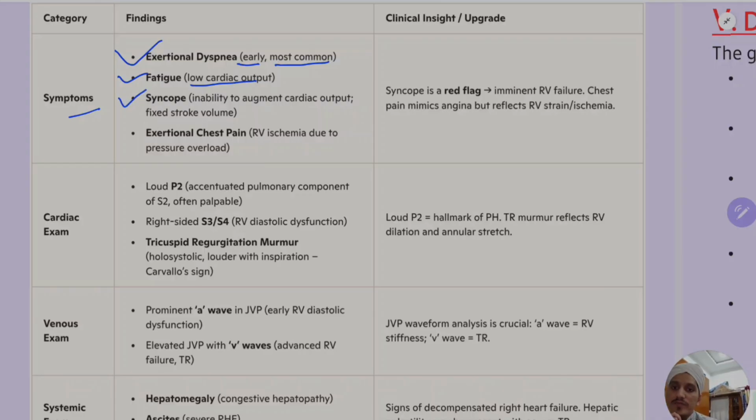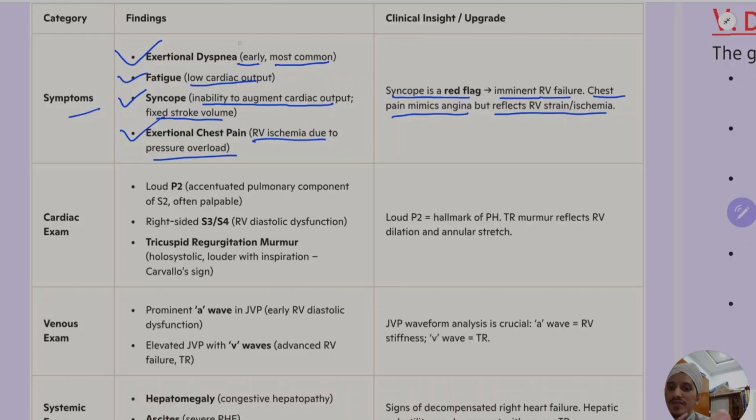Okay, syncope, inability to augment cardiac output because of fixed stroke volume reaching to the brain. There will be syncope in these patients. And remember one point: syncope is a red flag that signifies imminent right ventricular failure. Chest pain mimics angina but reflects right ventricular strain or ischemia. So exertional chest pain you will have because of right ventricular hypertrophy, RV ischemia due to pressure overload.